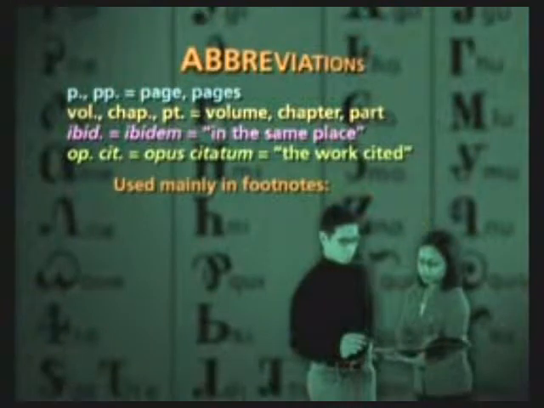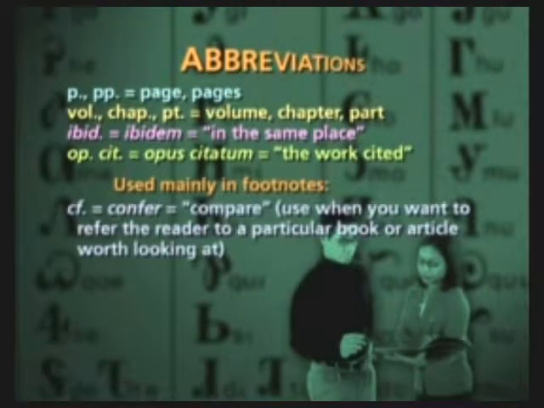There are some other abbreviations that are used in scholarly work, mainly in footnotes. Cf. is short for the Latin word confer, and it means compare. You might use this in a footnote when you want to suggest to the reader that a particular book or article is worth looking at, not so much as the direct source of an idea that you're citing, but as an interesting comparison or an idea that is similar but different.